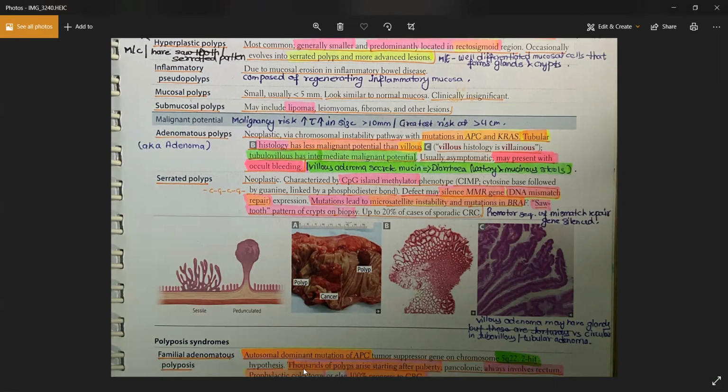First thing, you need to have the mutation in the MMR so that the DNA mismatch repair is inhibited. And if the mutation has happened in the BRAF, because this mismatch repair is inhibited, then this mutation will be accumulated, and that can cause the serrated polyps.